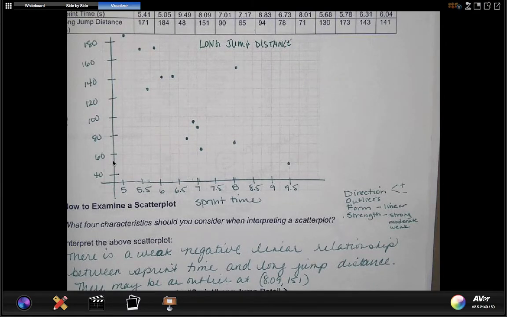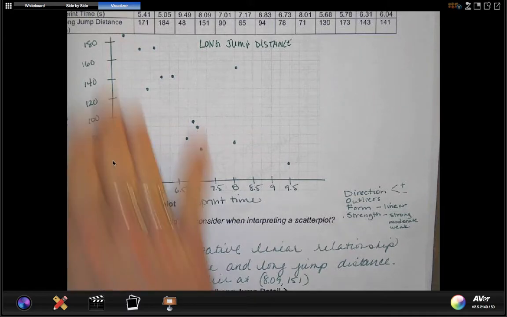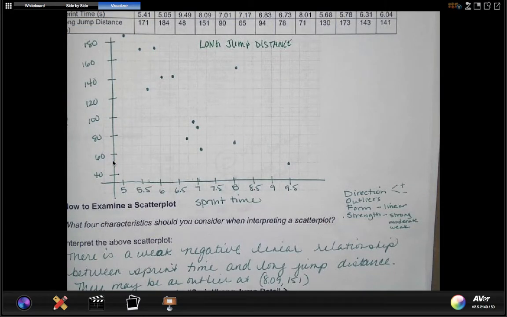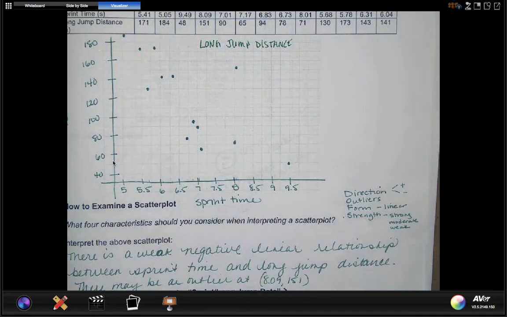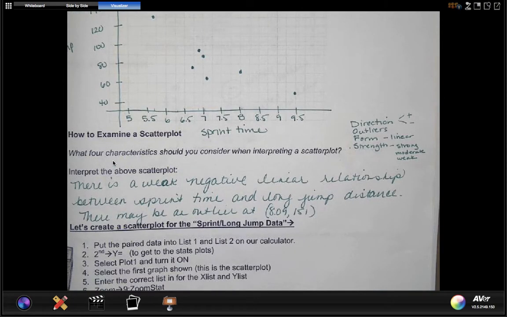I'll give you some guidelines when we talk about correlation and how you can decide. Right now, just kind of eyeball it. It's very subjective. So if I was interpreting the above one, the direction is clearly negative. Maybe this one's an outlier right here. The form, it's fairly linear. The strength, maybe moderate, weak. So there's a weak, negative, linear relationship.